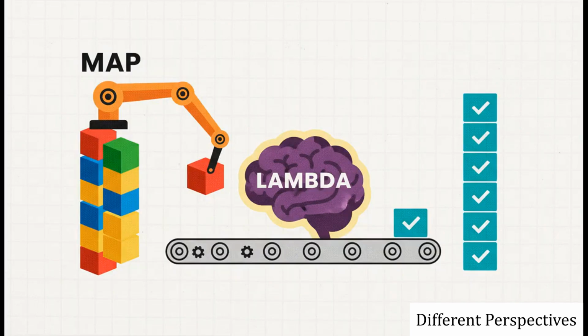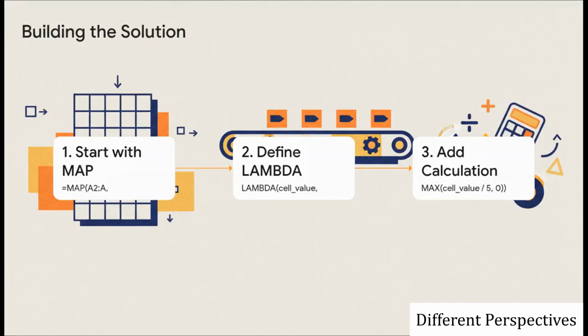Then it grabs the second cell, does the same thing, and on and on and on until the entire range is finished. So let's actually build this thing. Step 1, we start with MAP, and we point it to our data range, A2 to A. Step 2, right inside it, we define our LAMBDA. We create a placeholder, let's call it something obvious, like cell_value, to represent each number as it comes down that assembly line.